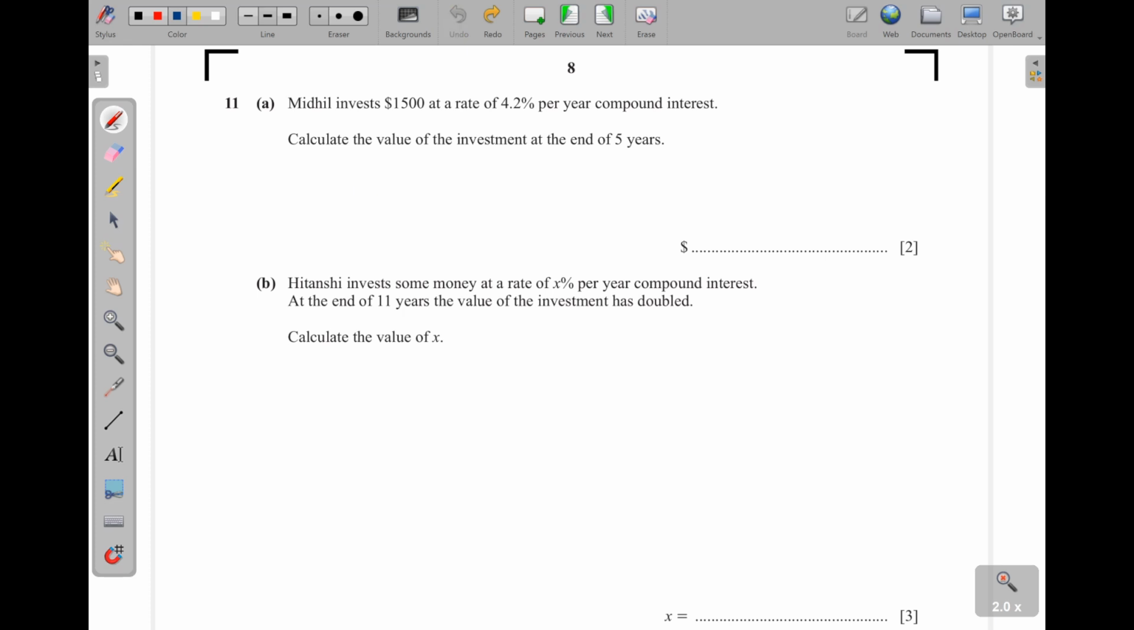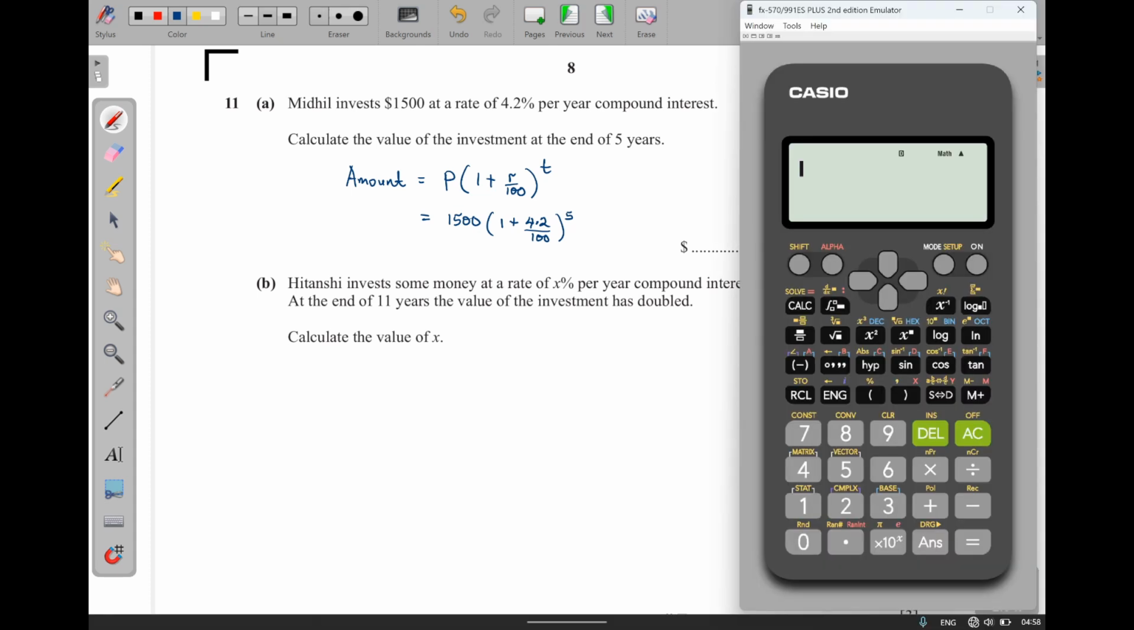So we shall have, you can write amount or value of investment, which is equal to the principal into 1 plus the rate, which is out of 100, and then the number of years or the duration. So this is 1500 into 1 plus 4.2 out of 100, and this is after 5 years. So put this in the calculator and then you write the answer.